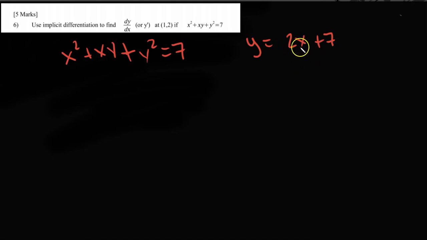Alright, so question 6 is saying use implicit differentiation to find dy/dx, or y prime, at the point (1, 2). So ignore this point (1, 2), that's usually the last step. So our function is x squared plus xy plus y squared. Notice that in the past problems we've gotten pretty much only this form, y is equal to some function with x's in it.